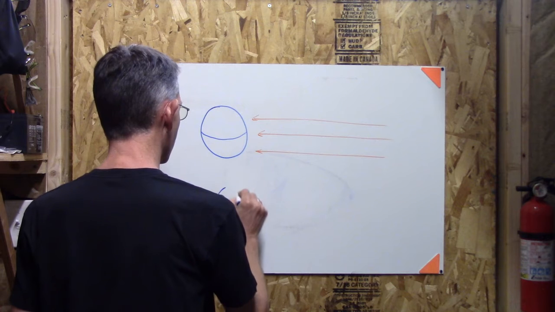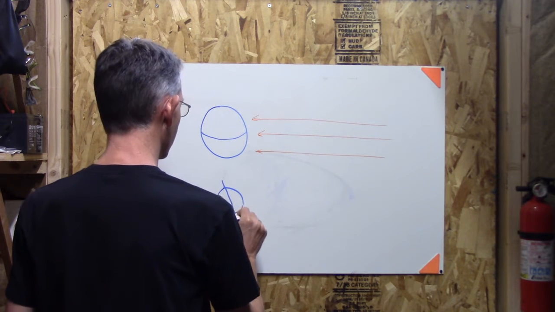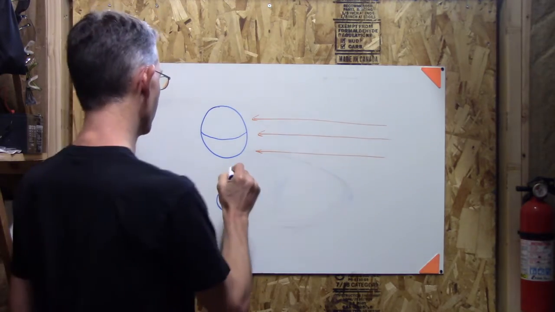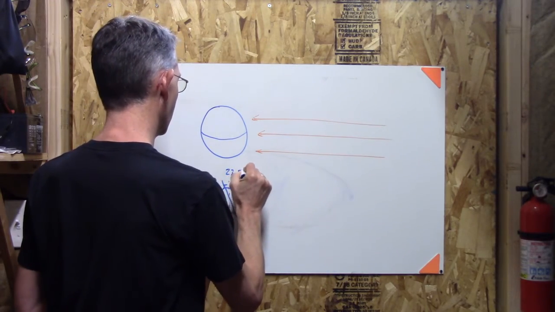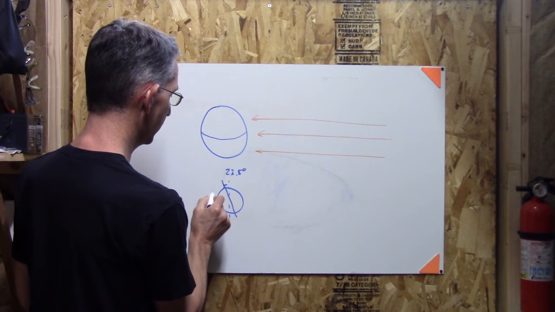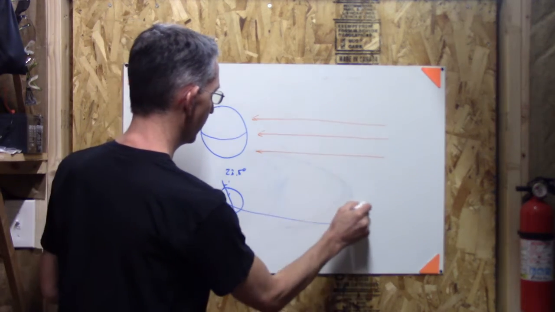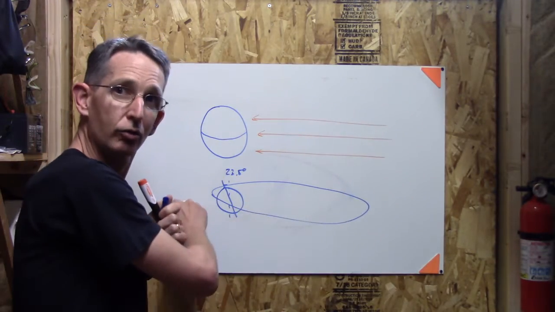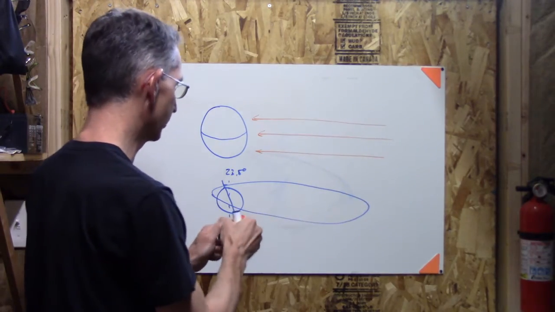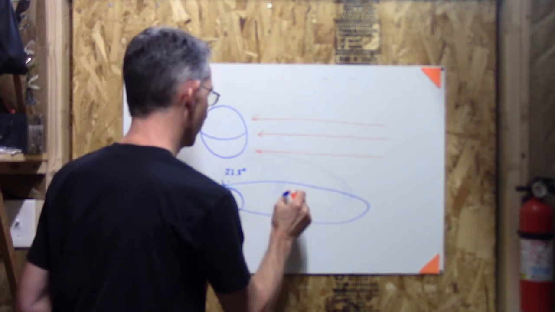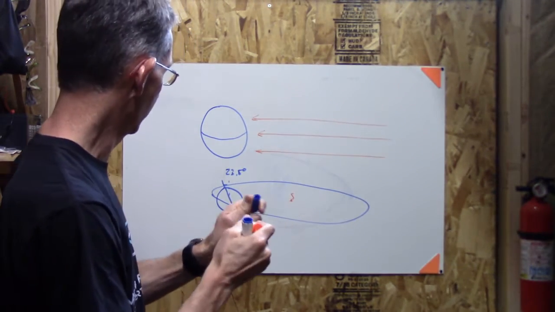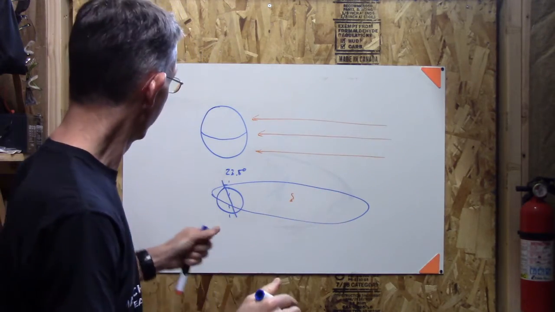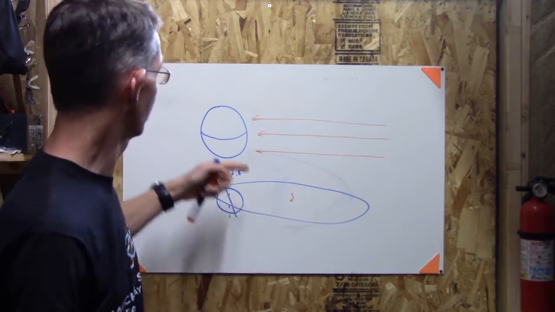So the Earth is tilted on its axis by an angle of 23.5 degrees with respect to its orbital plane around the sun. Now this is obviously not to scale. So that is the plane in which the Earth orbits the sun, which is somewhere in the center here, right? Obviously not to scale.